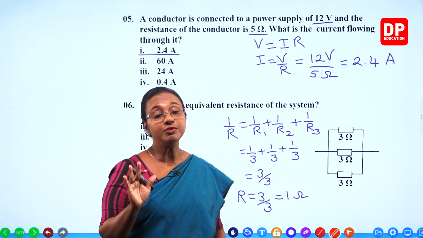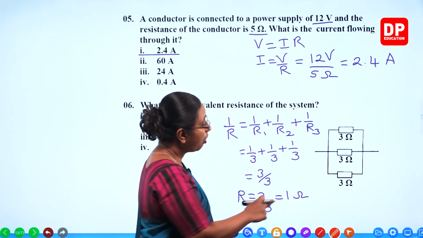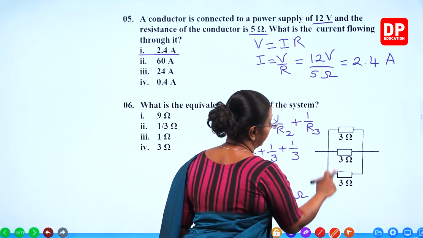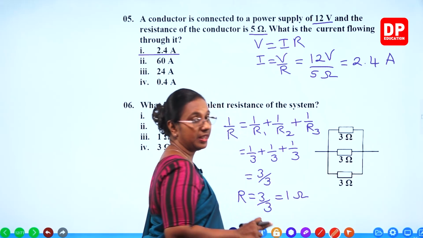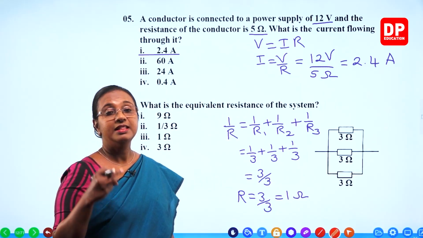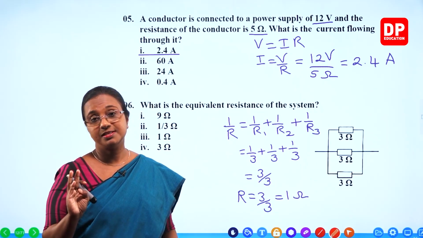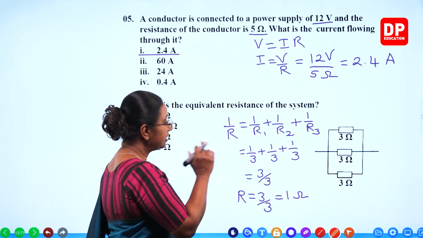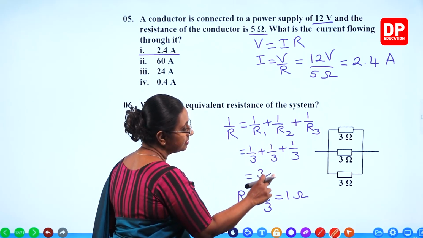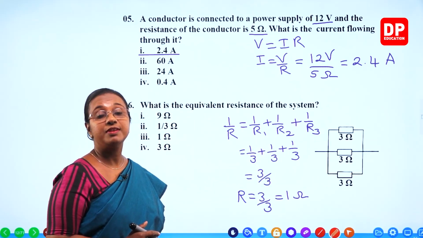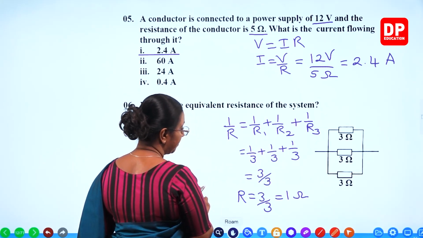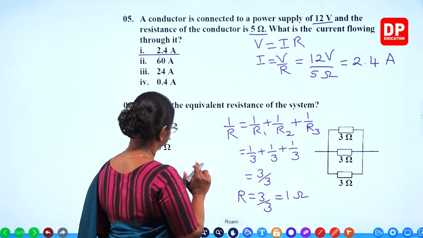But you have to look at it carefully. All the resistors are equal, 3 ohm, 3 ohm, 3 ohm. And it is parallel. Then you divide the resistance by the number of resistors. So that is a shortcut method. Resistance divided by number of resistors. This is something you can note down.